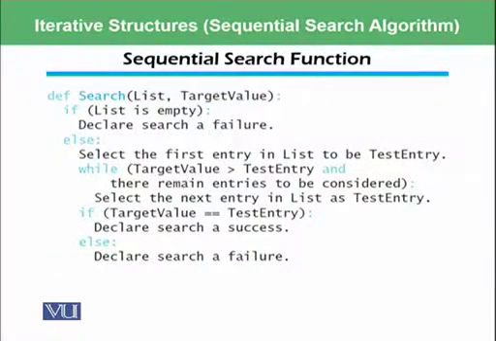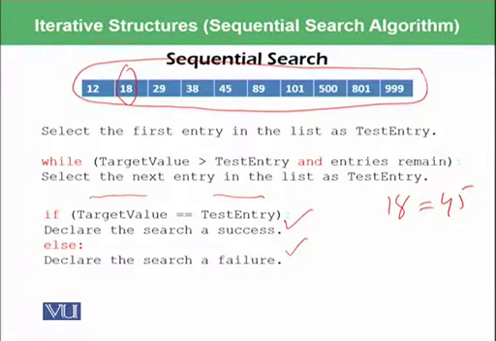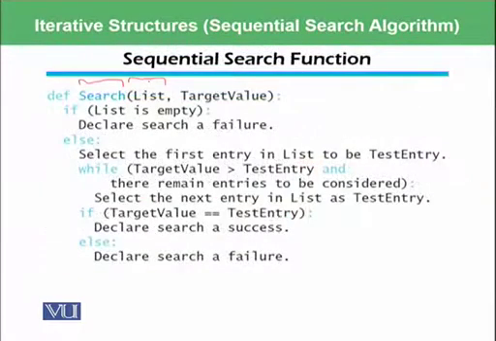If we want to write the proper pseudocode of this sequential search function, first of all we have defined def search. This is the name of the function as we have described, and this is the list. This list contains all of the numbers which are available over here, and then this target value, 45, which we discussed in our previous example. And first of all we are checking whether the list is empty.